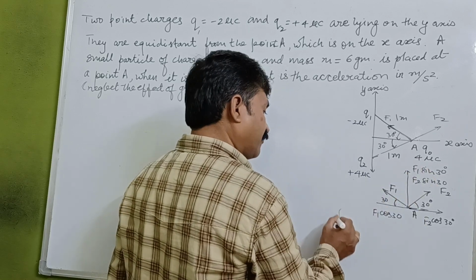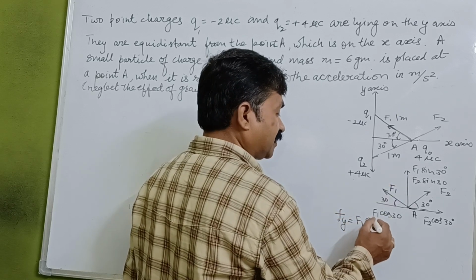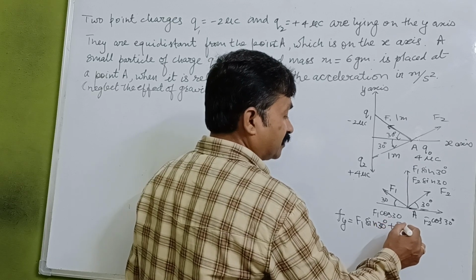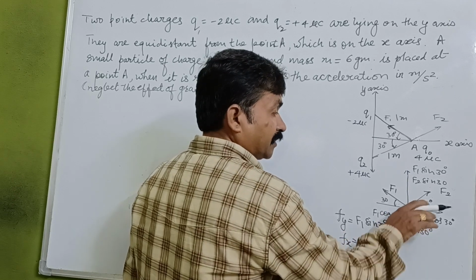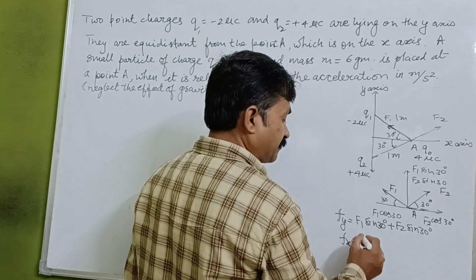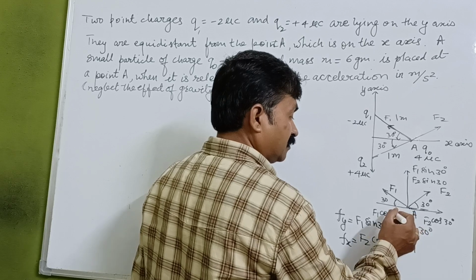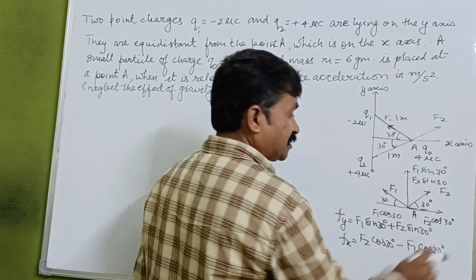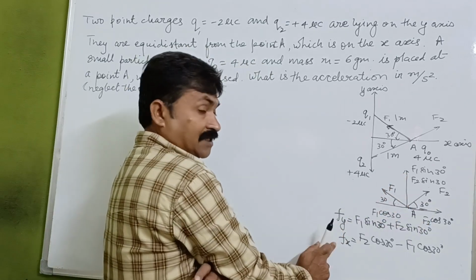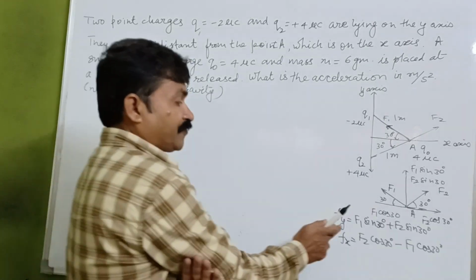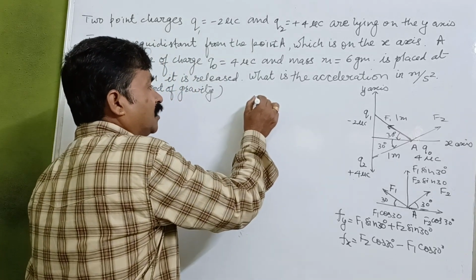So Fy will be given by F1 sin 30 plus F2 sin 30. And similarly, Fx, which is acting in this direction, is F2 cos 30 minus F1 cos 30. So these are the components acting in these directions, and their resultant will be there. With the help of their resultant, we will determine the force. So first of all, we need to know about F1 and F2. So we'll go with Coulomb's law.